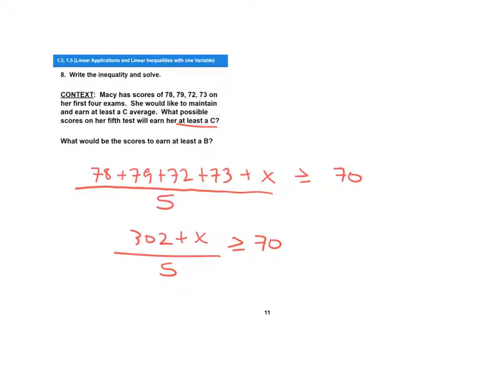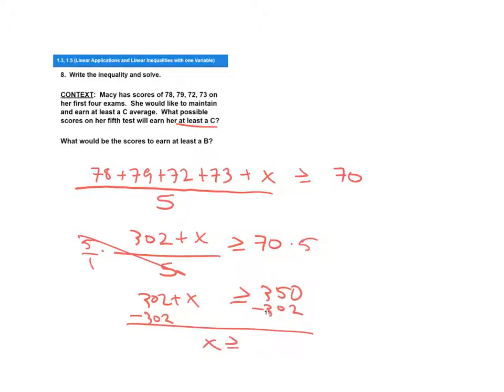In order to solve this, I'm dividing by 5, so the inverse operation would be to multiply by 5. So greater than or equal to 350, that's 70 times 5, and now you've got 302 plus x. I'm going to subtract 302, and so x is greater than or equal to 48. She could make a 48 or higher on this last exam in order to maintain her C.